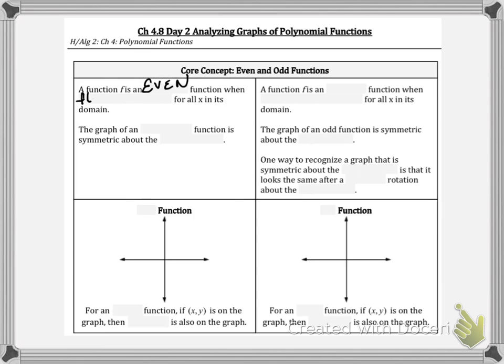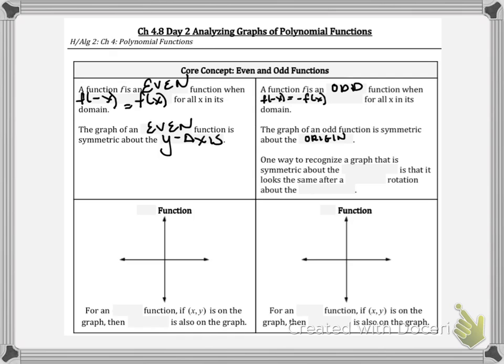when you plug in negative x into the function and it's still f of x, or no changes, for all x in its domain. The graph of an even function is symmetric about the y-axis. Okay? So a function f is an odd function when f of negative x equals negative f of x for all x in its domain. The graph of an odd function is symmetric about the origin. So we'll see some examples of those graphs.